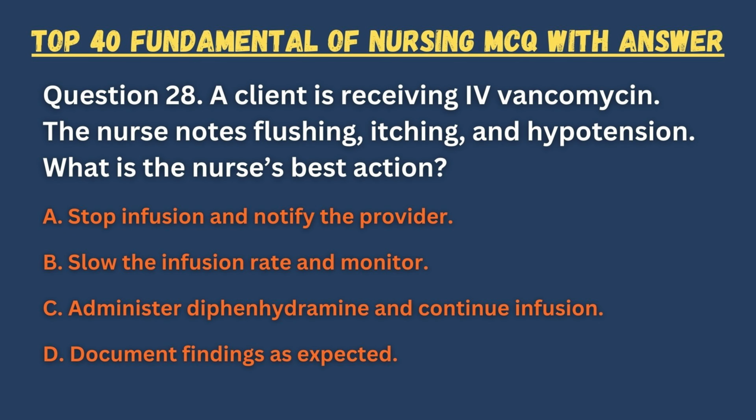Question 28. A client is receiving IV vancomycin. The nurse notes flushing, itching, and hypotension. What is the nurse's best action? A. Stop infusion and notify the provider. B. Slow the infusion rate and monitor. C. Administer diphenhydramine and continue infusion. D. Document findings as expected.